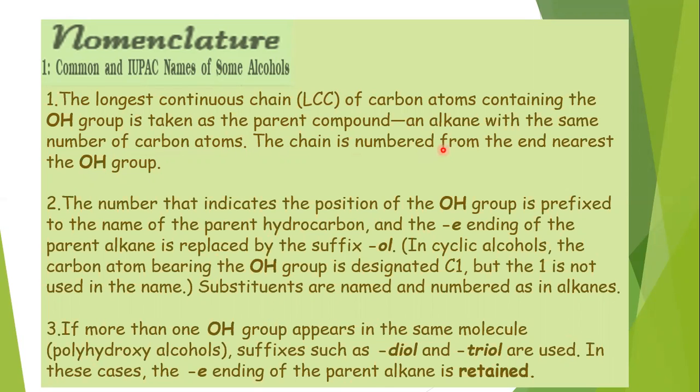The chain is numbered from the end nearest to the OH group. So select the longest continuous carbon chain as the parent alkane, and we have to number this chain from that end which is closer to the hydroxyl group, which is near to the OH group. Okay, so this is the first and basic rule.